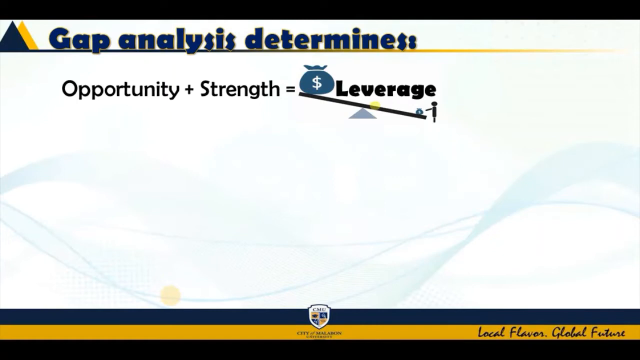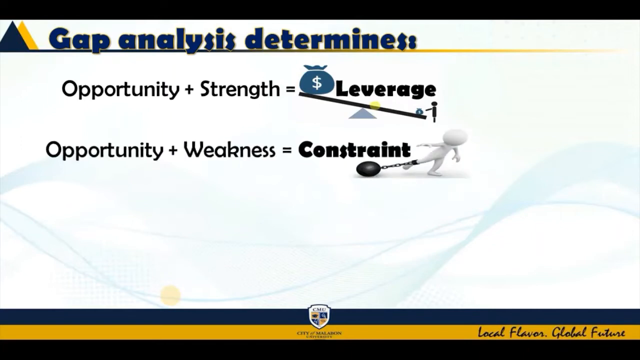Once we add opportunities and strengths, obviously this is our leverage. Why? Because this is the best combination of external and internal factors. It occurs when there is an opportunity in the environment and also a matching strength within the organization to take advantage of these opportunities. These are obvious directions that the organization should pursue. And the next one is opportunity plus weakness, and that is equal to constraint. In a constraint situation, the external opportunity is present. However, the internal situation is not conducive to taking advantage of the external opportunities.